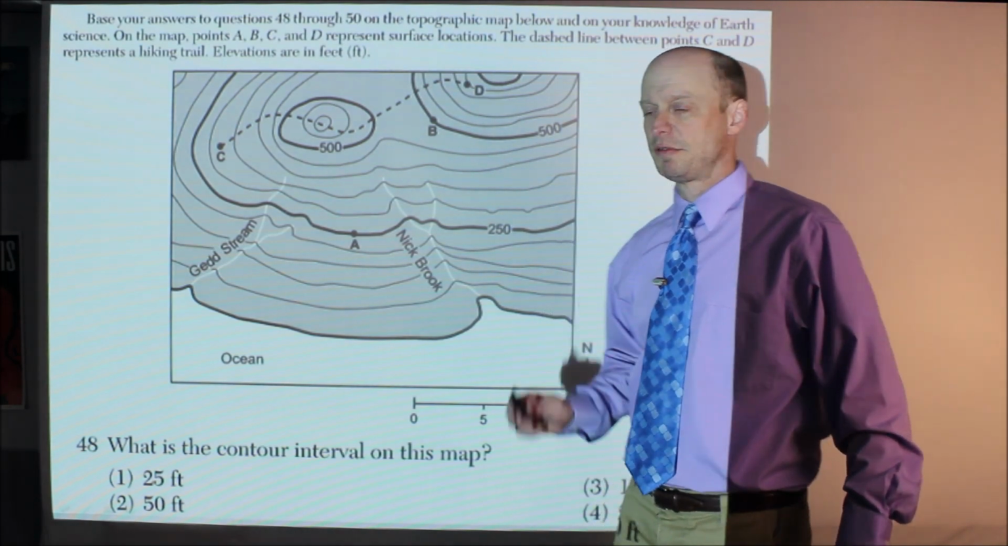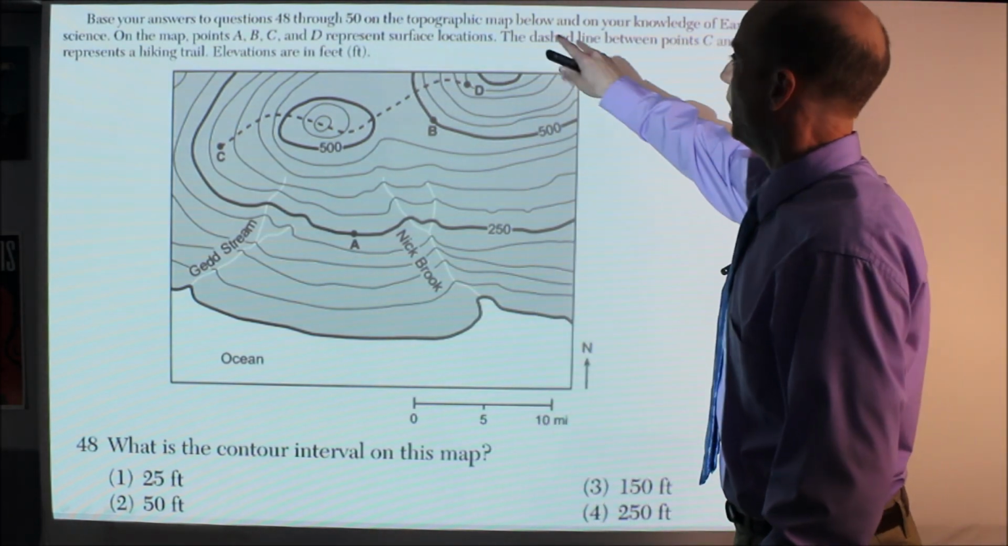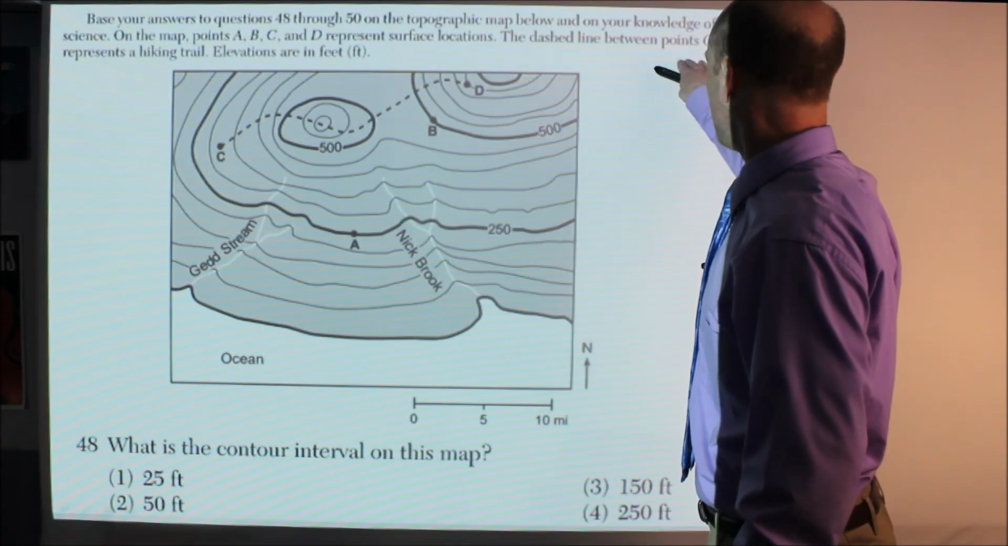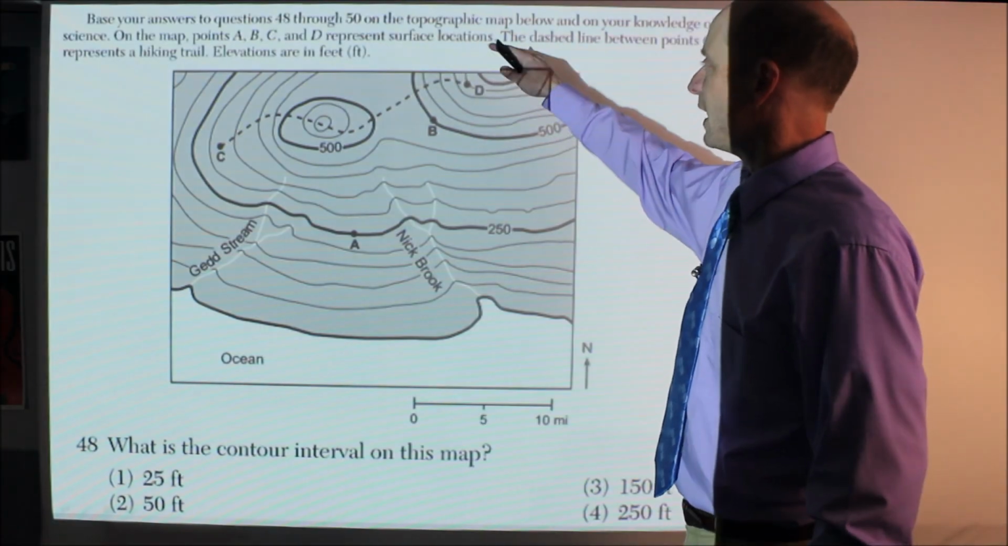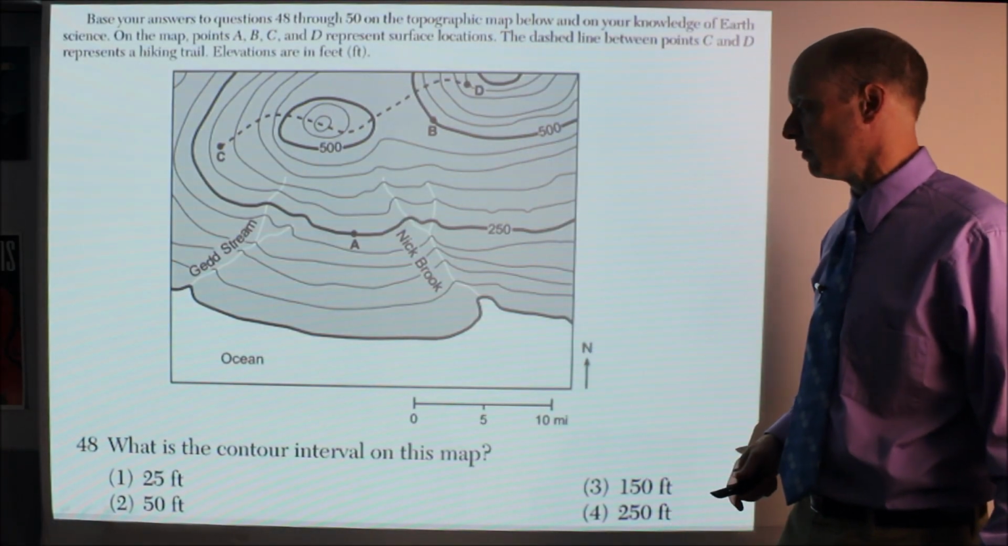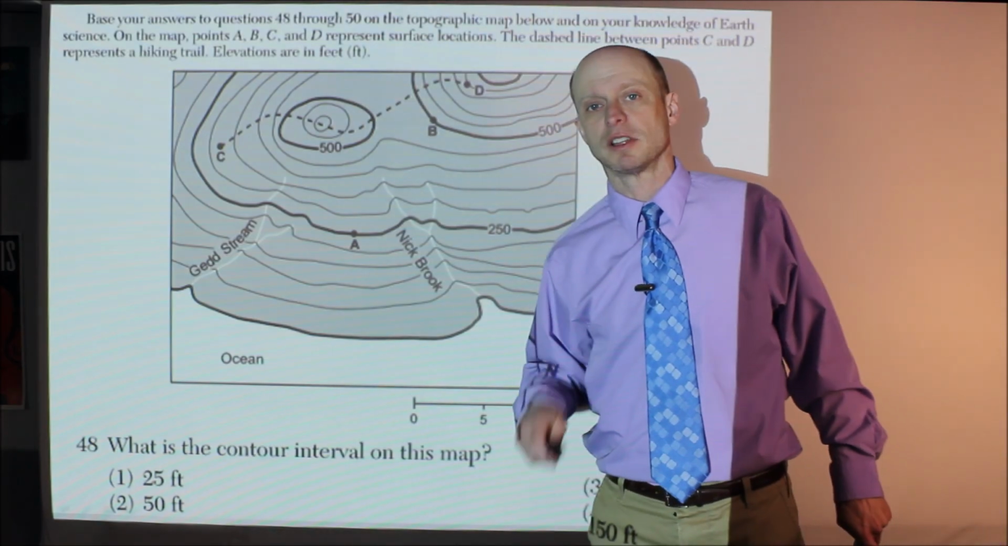Questions 48 through 50 are based on this diagram. Points on the map are surface locations. The dashed line represents a hiking trail. Elevations are in feet. So first question, 48: What is the contour interval of the map?